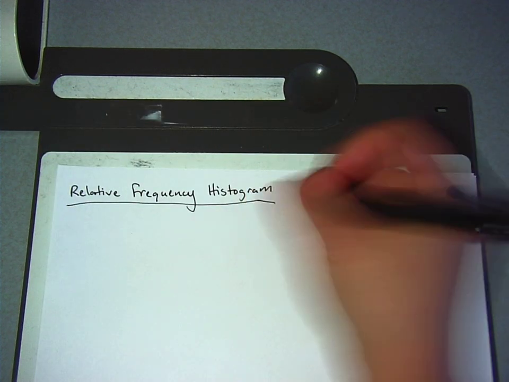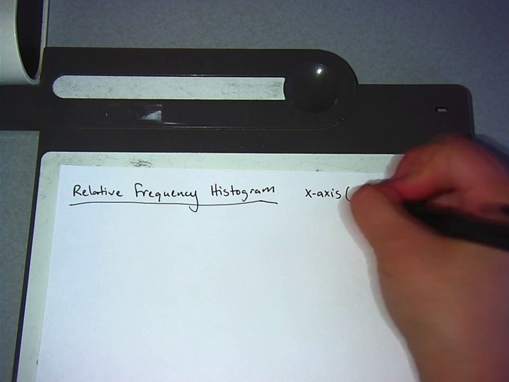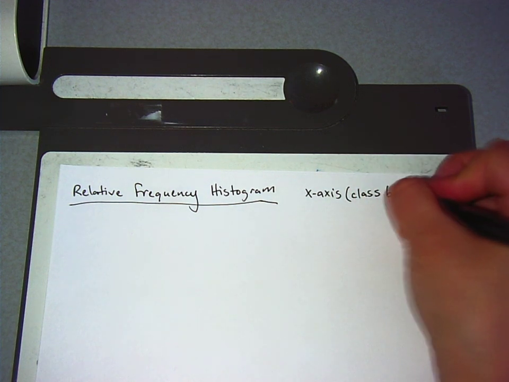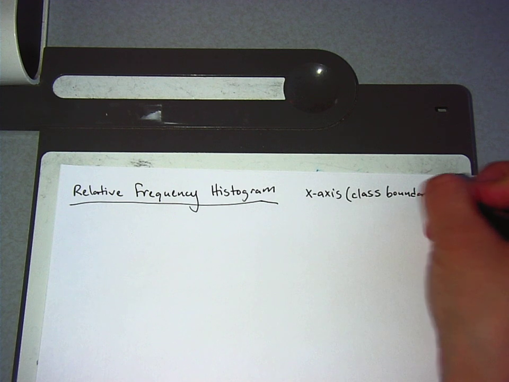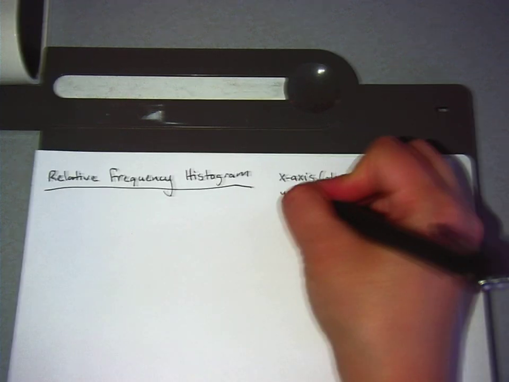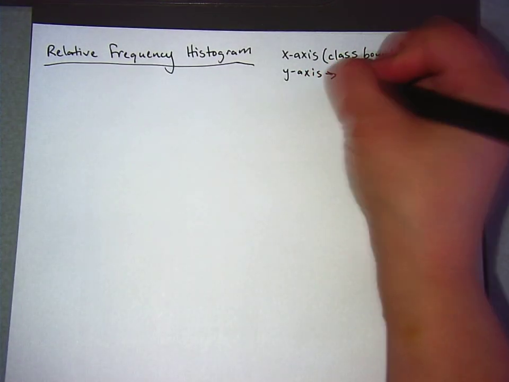And this is very similar, where the x-axis is the classes, well, more like the class boundaries, with that plus or minus 0.5. And the y-axis is relative frequency this time.